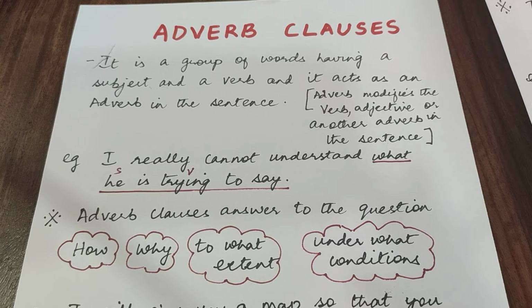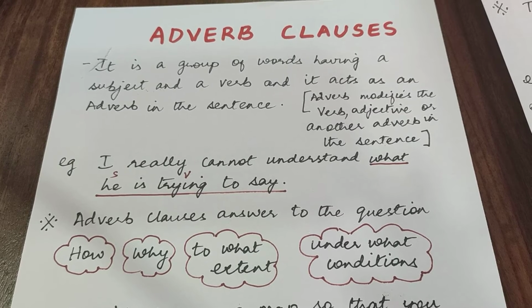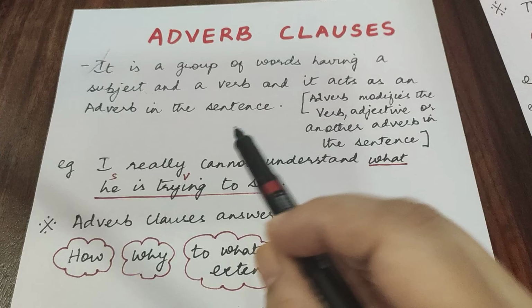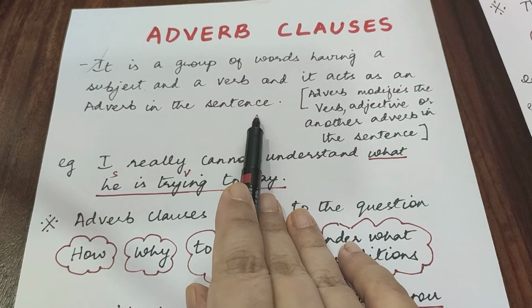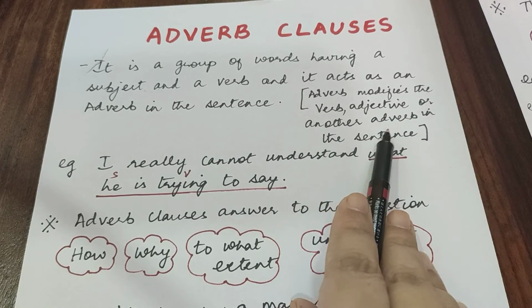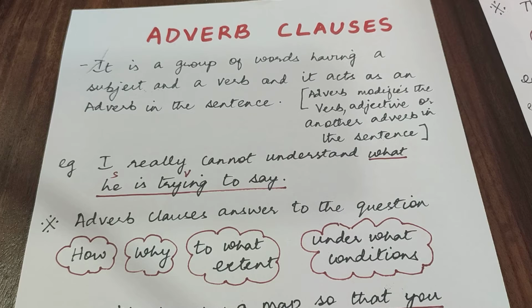Now let us see what adverb clauses are. Adverb clauses are groups of words having a subject and a verb, and they act as an adverb in the sentence. What is an adverb? An adverb modifies a verb, adjective or another adverb in the sentence. And the adverb clauses will also do the same thing.